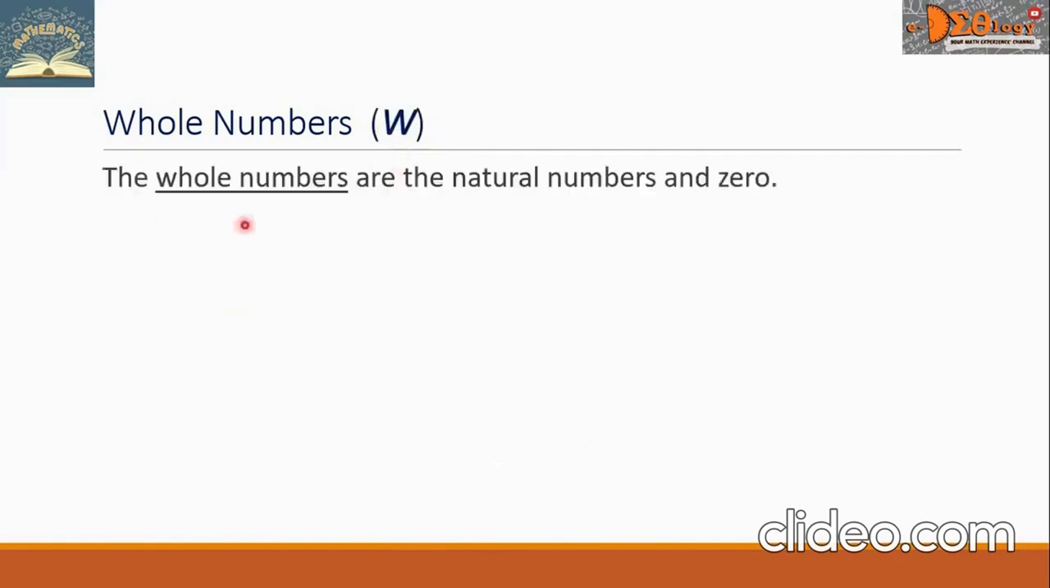Whole numbers. This is denoted by capital W. The whole numbers are the natural numbers and zero. In set notation, we write like this. Capital W equals the set with elements starting from 0, 1, 2, 3, 4, 5, and so on.